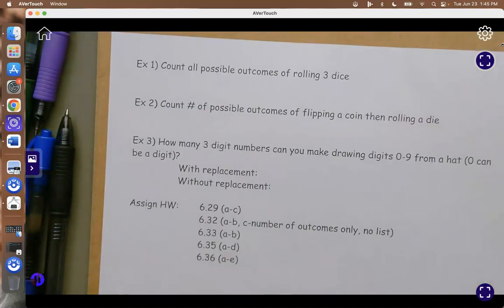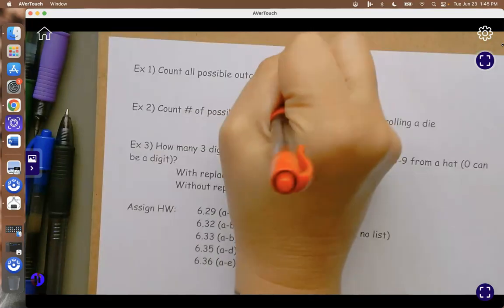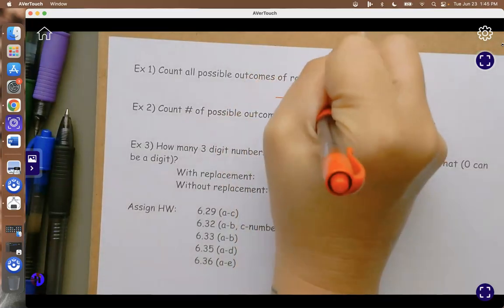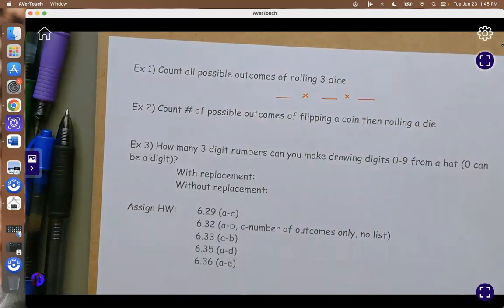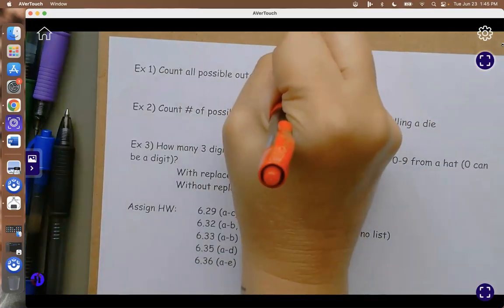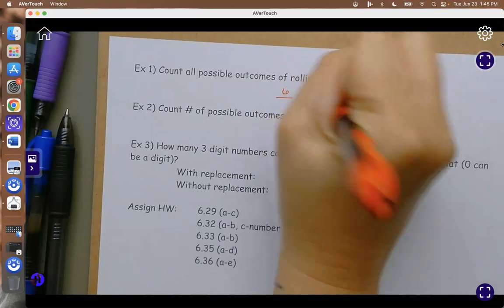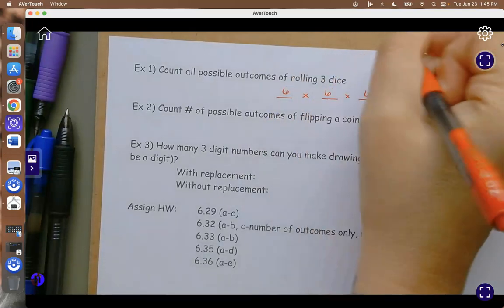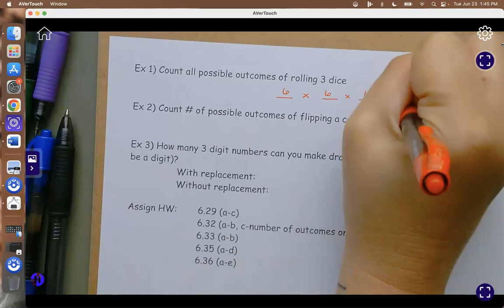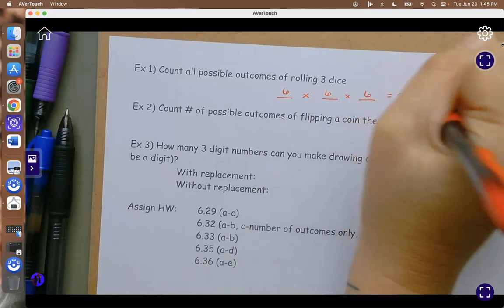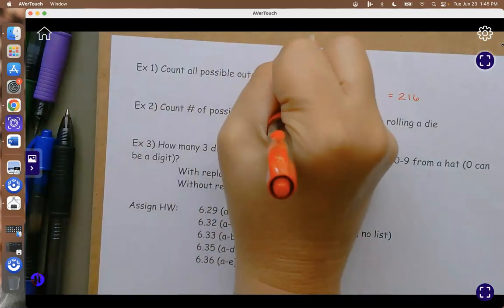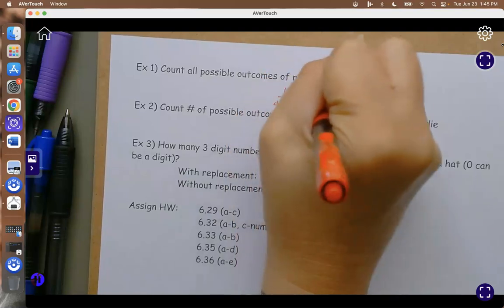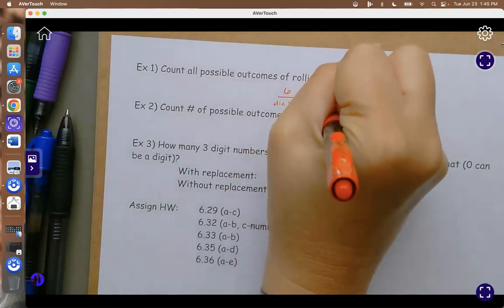Now, count the possible outcomes of rolling 3 dice. So I have 3 dice. There's 6 possible outcomes for the first, 6 possible outcomes for the second, 6 possible outcomes for the third. So there's 216 possible ways. And you can put here die 1, die 2, die 3.